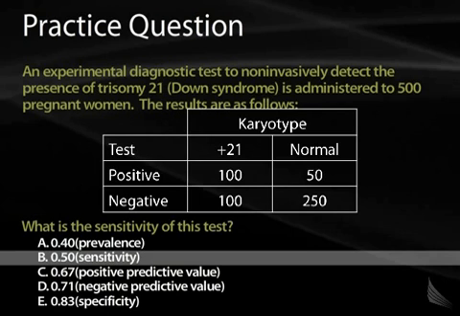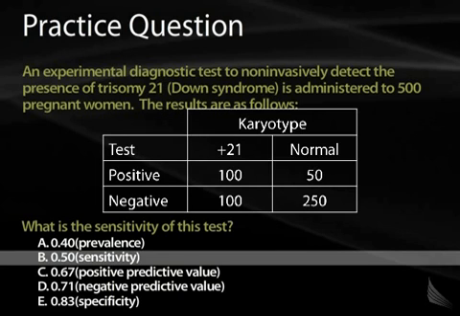One can also gather all sorts of other information simply by looking at the 2x2 table. For example, what is the prevalence of the disease? It's going to equal the total number of people who have a positive 21 karyotype divided by the total number of people who are karyotyped. The number of people with a positive karyotype is 200, and the number of people who were karyotyped altogether is going to be 500. That's 100 plus 100 plus 50 plus 250. That gives us a prevalence of 0.4.